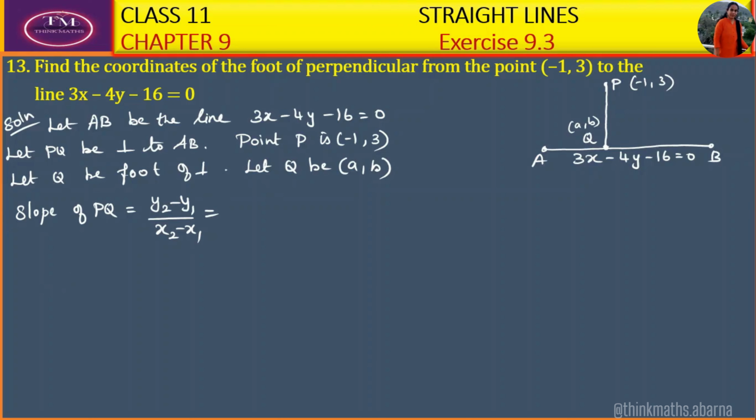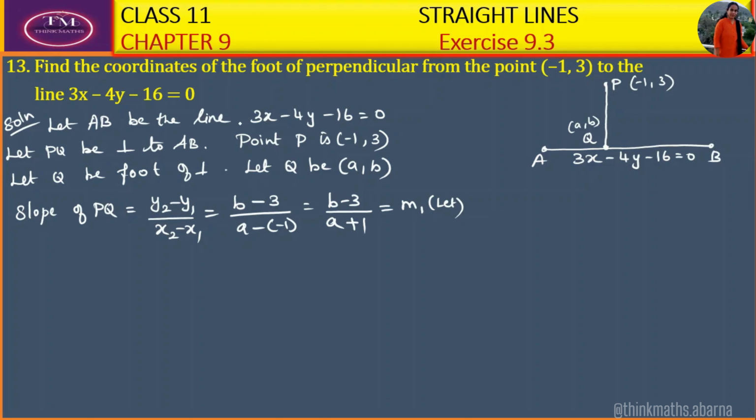So what is y2? It is b, minus y1 which is 3. b minus 3 divided by x2, which is a, minus x1, which is minus 1. So you will get b minus 3 divided by a, minus into minus is plus, so a plus 1. Let this be M1. Let the slope of PQ be M1.